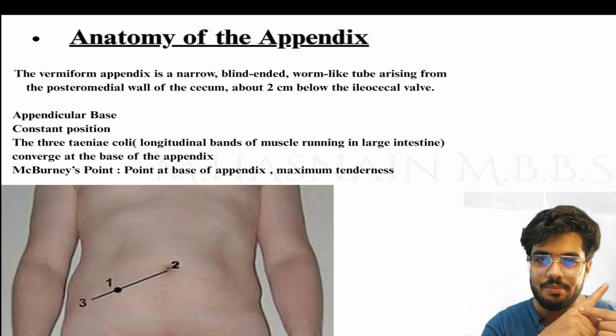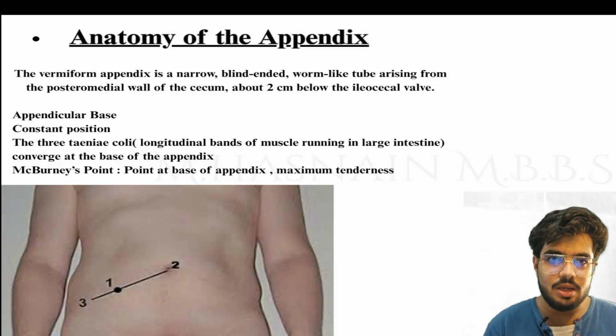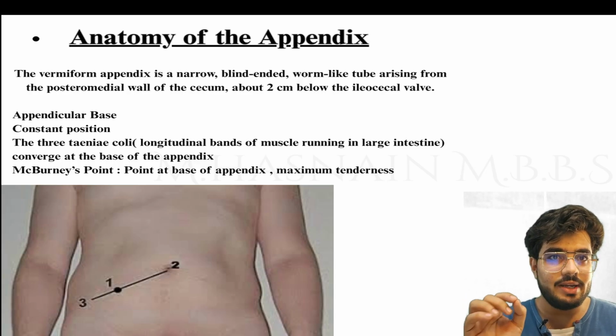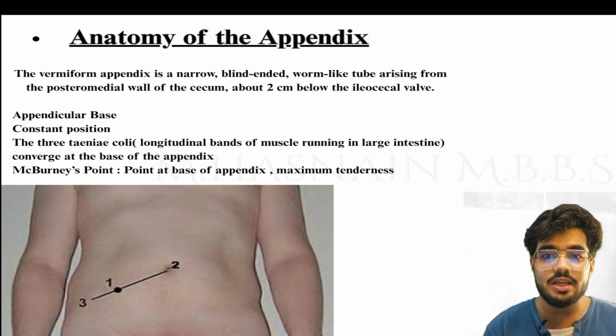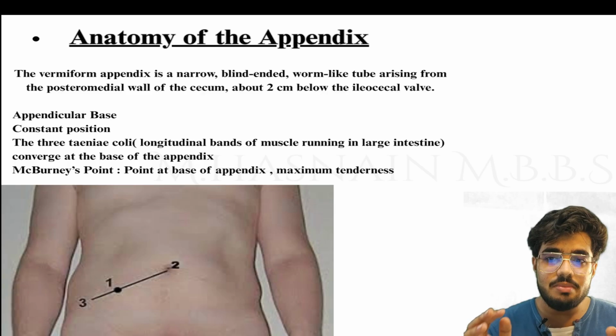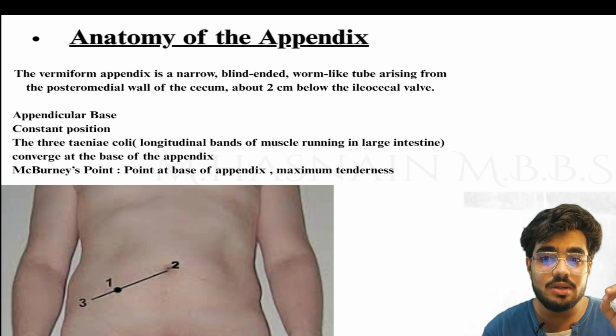First, we will talk about the base of the appendix. The location of the base of the appendix is constant. So if you open any abdomen and locate this structure, you're going to find the base of the appendix. Where? There is a muscular band running along the large intestine that is called taenia coli. Where these three muscular bands, these taenia coli, converge, where they meet, that will be the location of the base of the appendix.